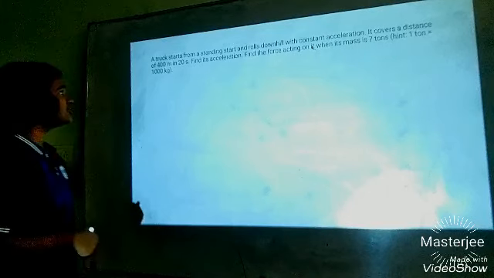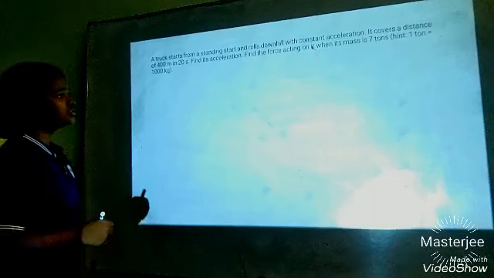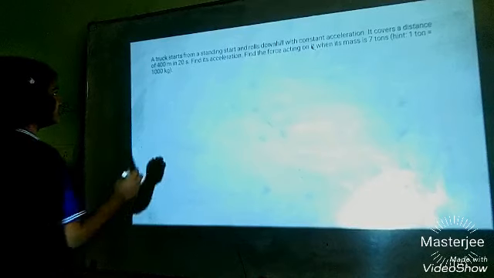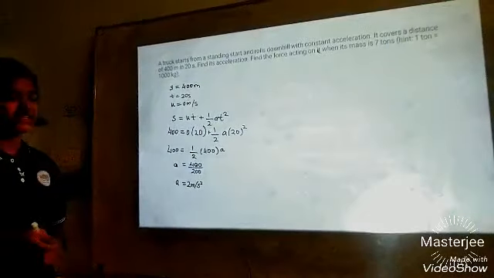Now let us see a question. A truck starts from a standing start and goes downhill with constant acceleration. It covers a distance of 400 meters in 20 seconds. Let us find its acceleration. The acceleration of the body is 2 meters per second square.